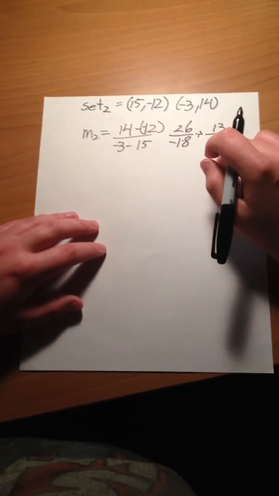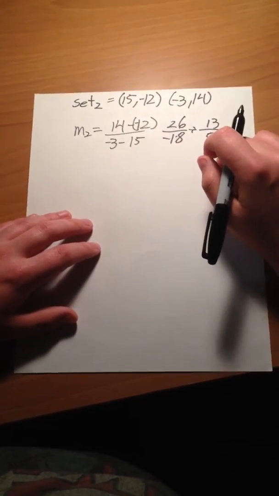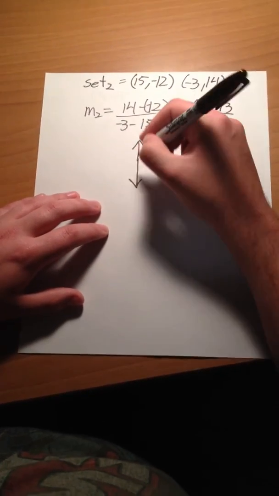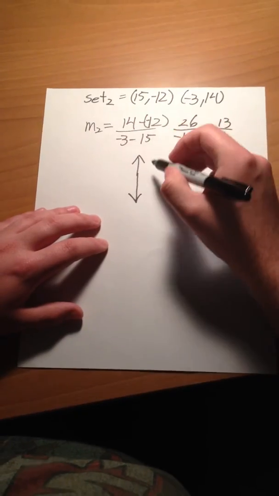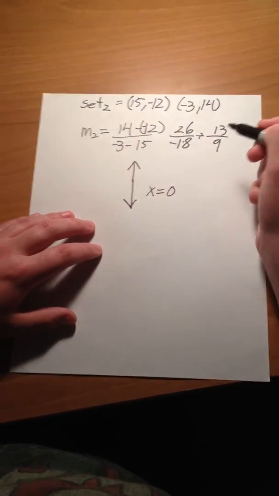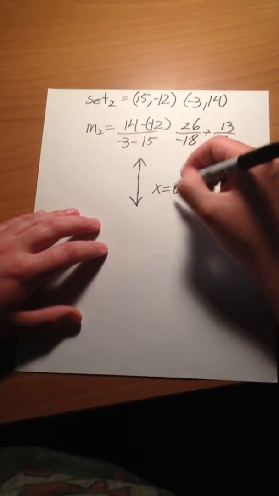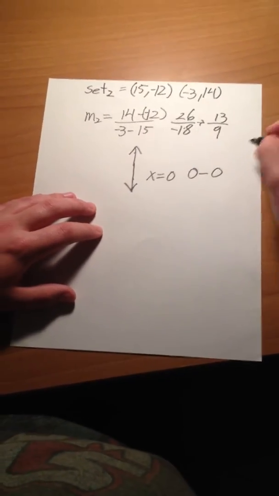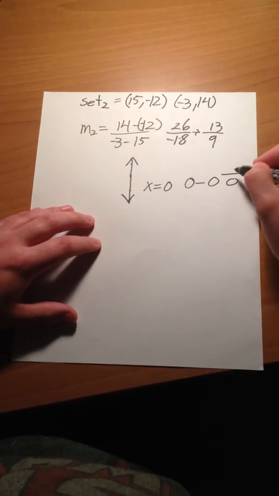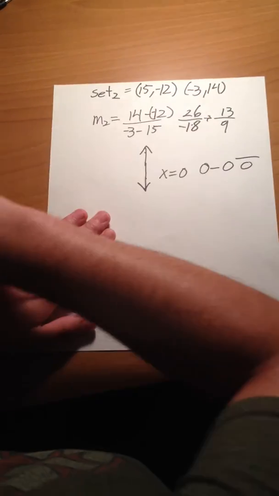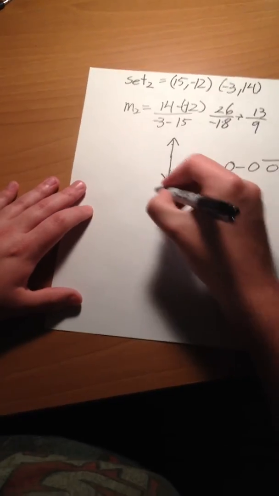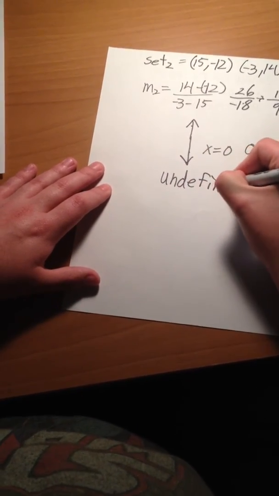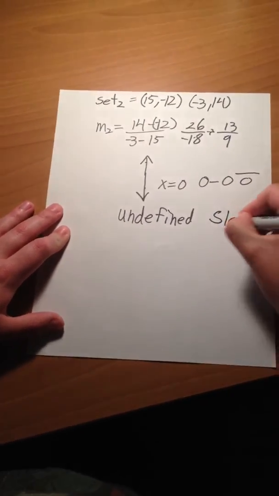Now, one important thing to remember about slope is that when the points are taken from a vertical line like this, the x equals 0 for both points, which would mean when you wrote it out, it would be 0 minus 0. And we all know you can't divide by 0 because that just creates a black hole. So you would list this as an undefined slope.